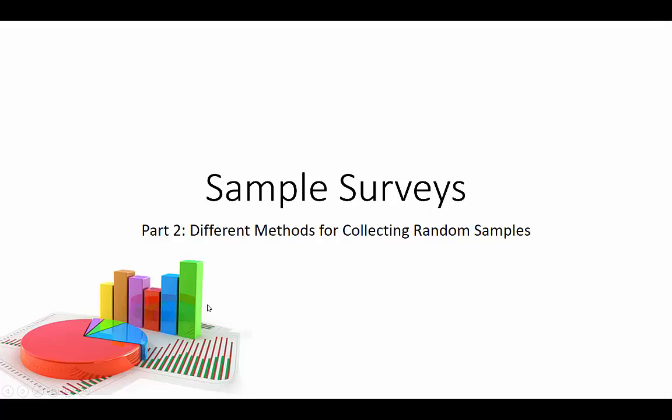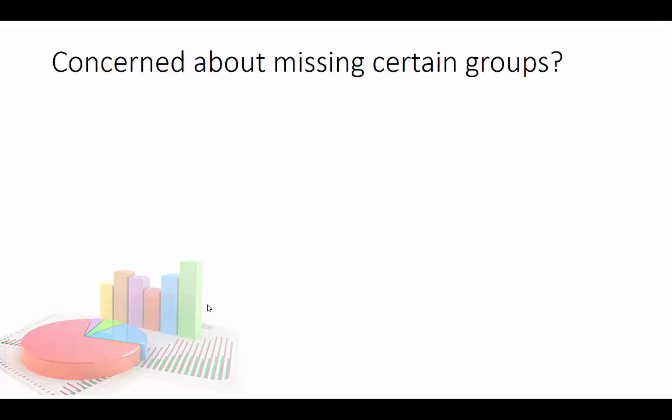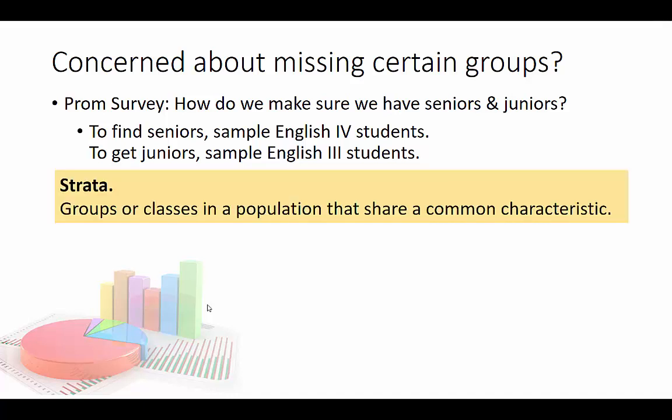Okay, so now we learn how the hat method can be used for samples, but should we use it for all samples? What if you're concerned about missing certain groups? For example, if we're doing a random sample at Cedar Ridge for the prom, we want to make sure we have seniors and juniors. So what we could do is randomly sample in English 4 students and then also randomly sample among English 3 students.